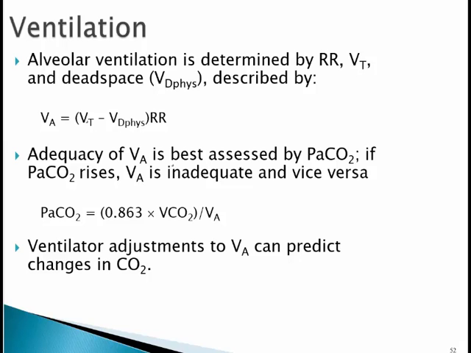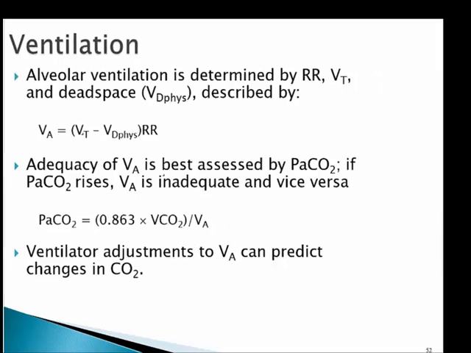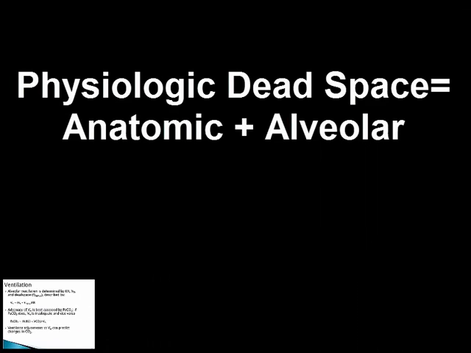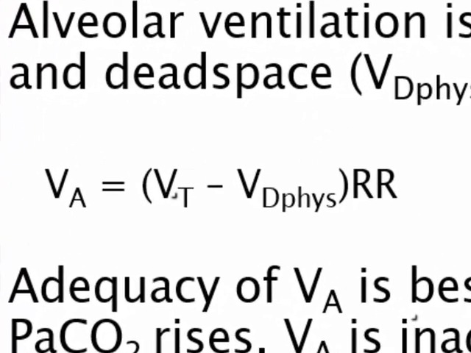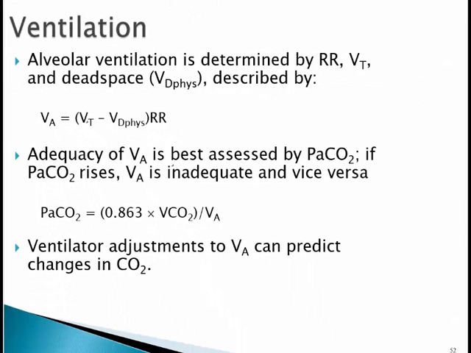Adjusting the ventilation is determined by the respiratory rate, the tidal volume, and the physiologic dead space. Of course, the physiologic dead space is the combination of your anatomic dead space and the dead space caused by the disease process. So the alveolar ventilation is equal to the tidal volume minus the physiologic dead space, times the respiratory rate. And so that's for 1 minute. The adequacy of the alveolar ventilation is best assessed by the arterial pressure of CO2. If the PaCO2 rises, then alveolar ventilation is inadequate, and vice versa.